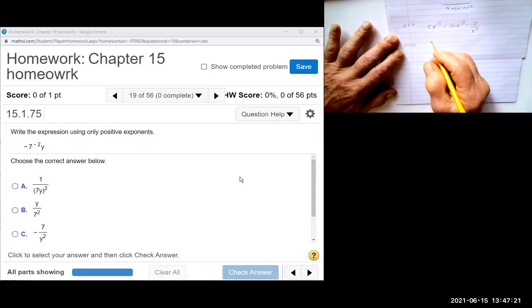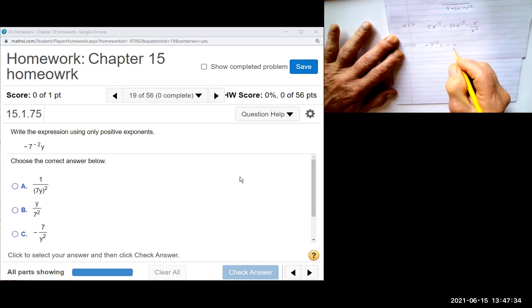Again, we're asked to rewrite the expression with no negative power. So it's negative 7 to the negative 2y. Only the 7 is raised to the negative 2 power, so the coefficient is minus 1, and the y still stays where it is. But the 7 crosses the fraction line to the denominator, and the power becomes the opposite, so it becomes squared. So it's negative 1y over 7 squared. Or another way of saying that is negative y over 49.